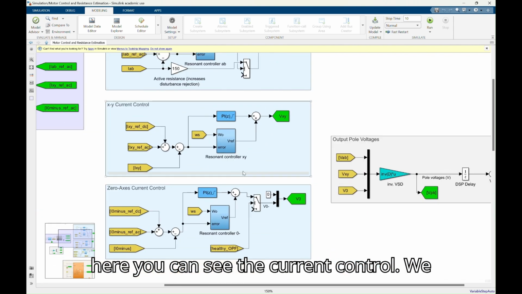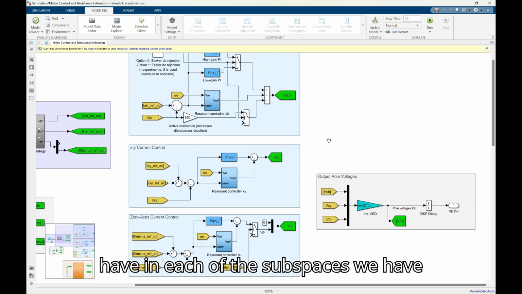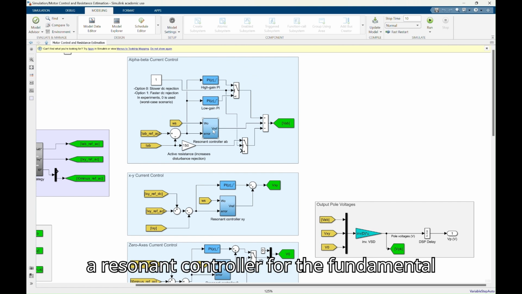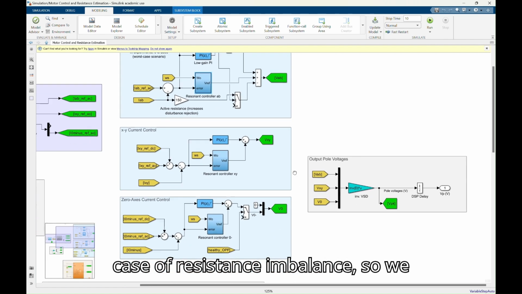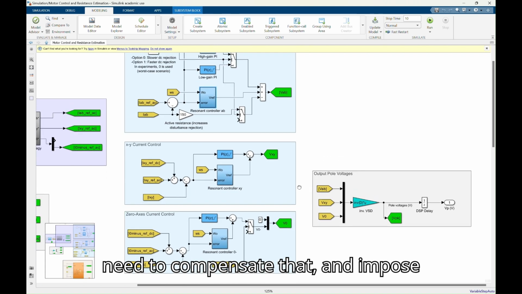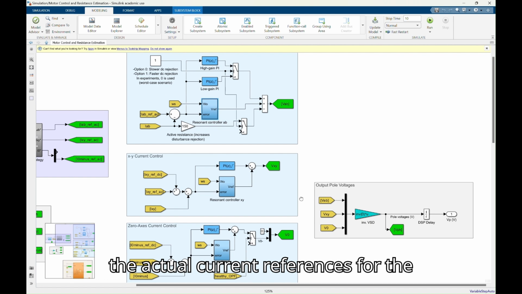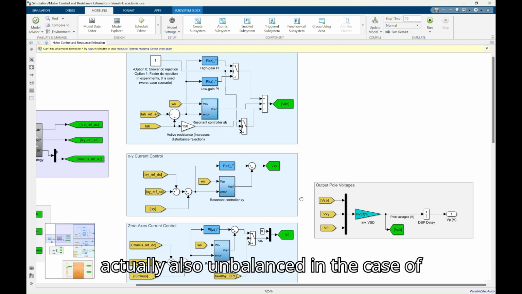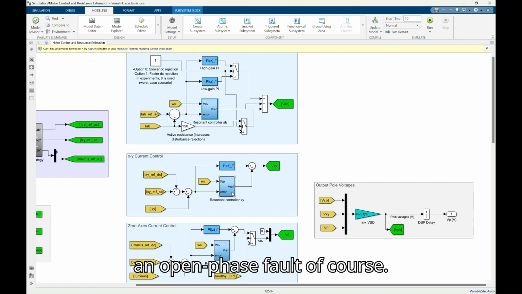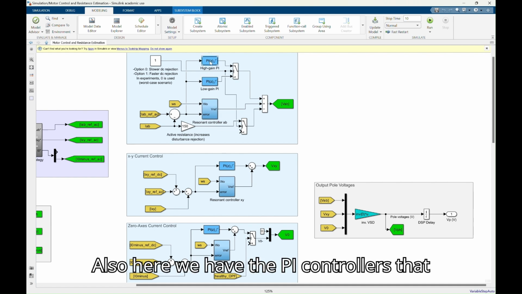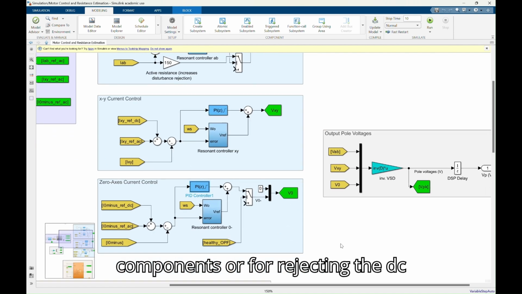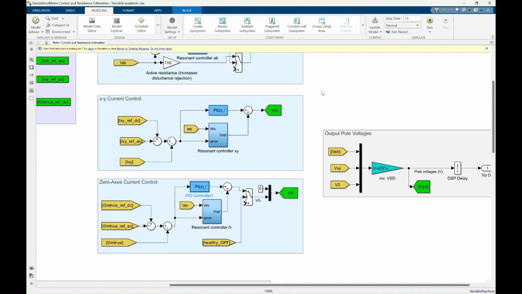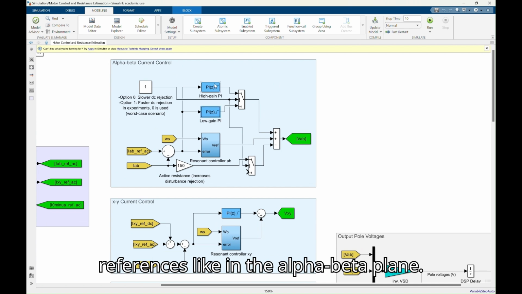And here you can see the current control. So in each of the subspaces, we have a resonant controller for the fundamental component because it may be imbalanced during the case of resistance imbalance. So we need to compensate that, imposing the actual current references for the fundamental component, which may actually also be imbalanced in the case of an open phase fault, of course. And also here we have the PI controllers that are responsible for tracking the DC components or for rejecting the DC disturbances in the planes where there are no DC current references, like in the alpha beta plane.